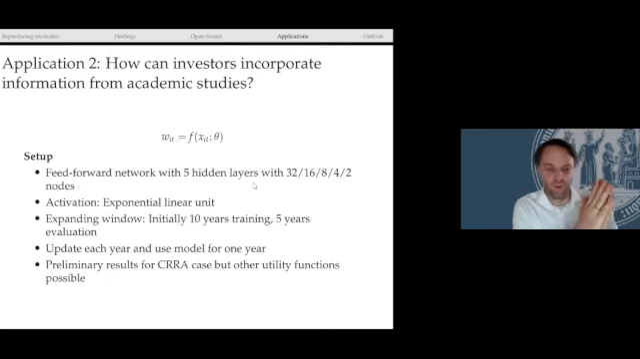The way we estimate the model is we start with 10 years of training and evaluate on the next 5 years, and then keep coefficients fixed for 1 year to invest, and then we roll everything forward by 1 year. Then we estimate the model again, update the coefficients, and use the model again for 1 year of portfolio allocation. This is how we evaluate our expected utility out of sample. We have some results. This is really very preliminary for the constant relative risk aversion case, but we're also working on other utility functions.